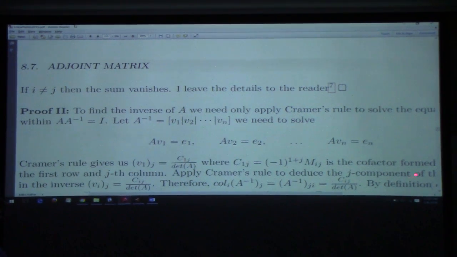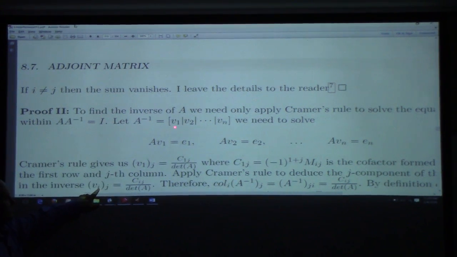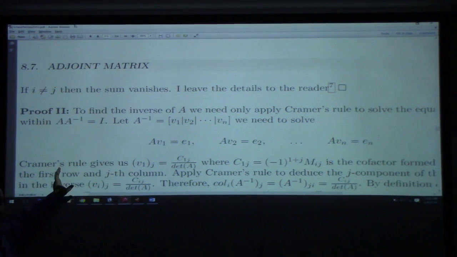So you apply Cramer's rule to deduce the jth component of the inverse. You can do this just as well for the ith column and get Cij over the determinant of A. This i is actually a column index, right? So this is actually A inverse, parentheses ji. This is the jith component of the inverse. So this shows that the jith component of the inverse is Cij divided by the determinant of A. So by definition of transpose, the inverse is the transpose of the adjoint divided by the determinant.